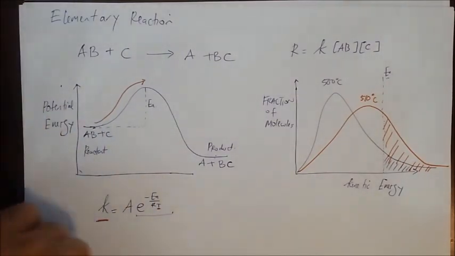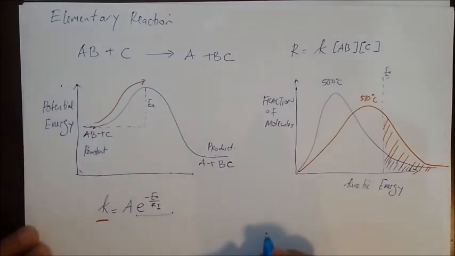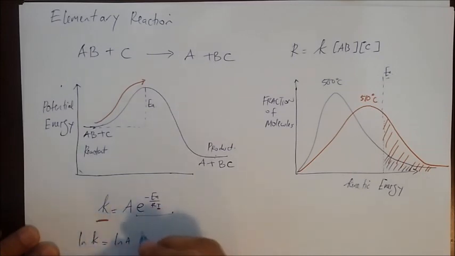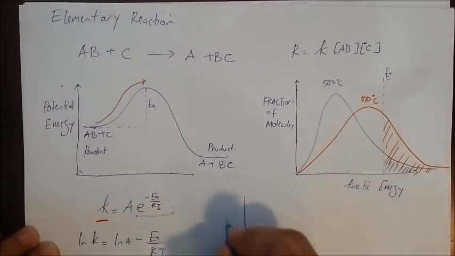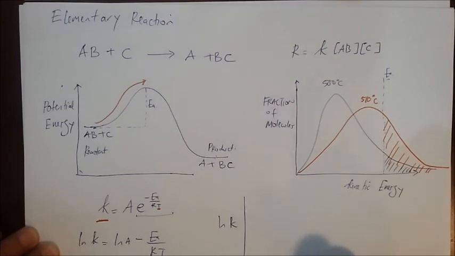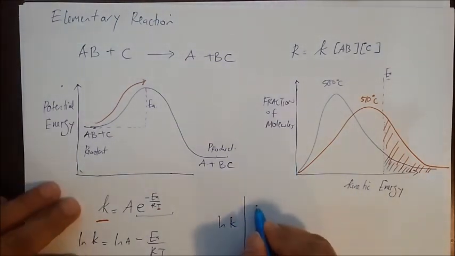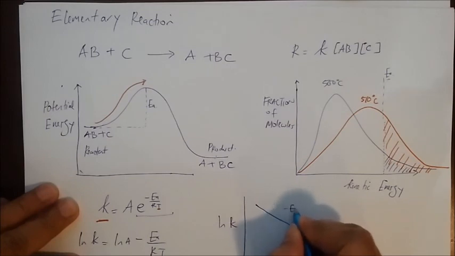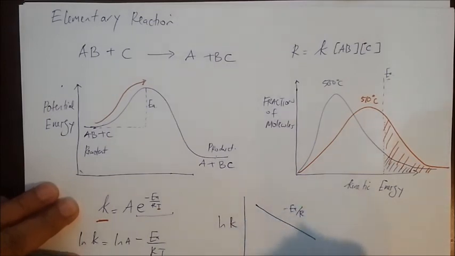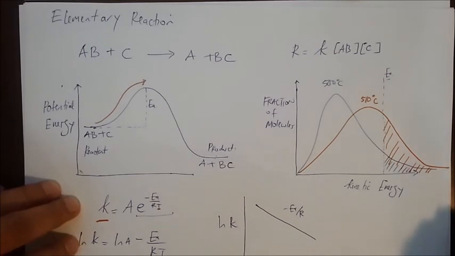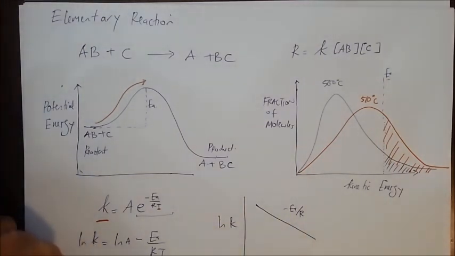Okay, so when you plot the Arrhenius equation in a linear way, it will be like this. You put ln here, and you plot ln k, the reaction rate constant, as a function of 1 over T, in Kelvin to the minus 1, and you will have a negative slope, in which the slope is minus EA over R.